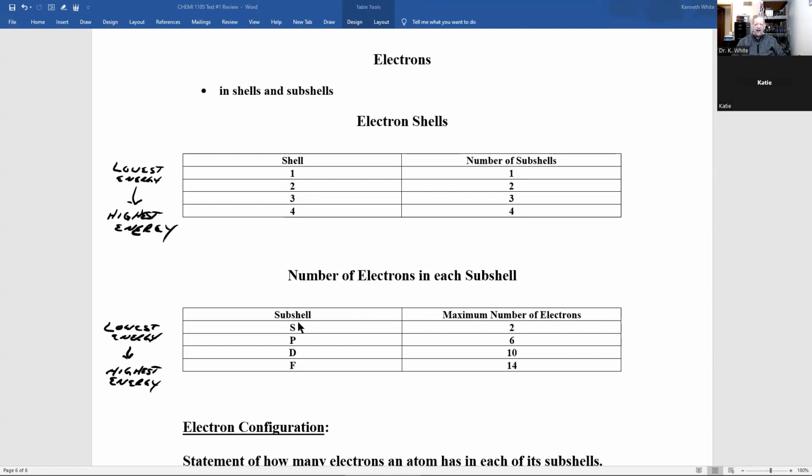Remember, a subshell is both a number and a letter. And here is the maximum number of electrons you can put in each of the subshells. If I had 1s, 2s, or 3s, I can only put 2 electrons. If I have 2p or 3p, I can only put 6. Same thing for D and F.